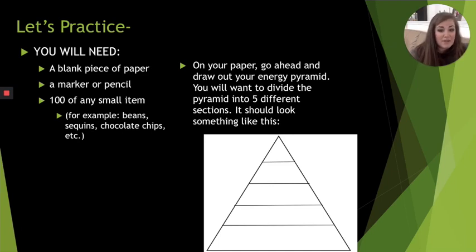So on your paper, you want to go ahead and draw out your energy pyramid. You want to divide the pyramid into 5 different sections, and it should look something like this. Once you have that done and you have your 100 items, then we're ready to get started. So you may want to pause this video and take care of that now, and then come back when you're ready.